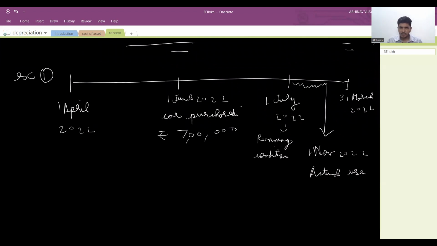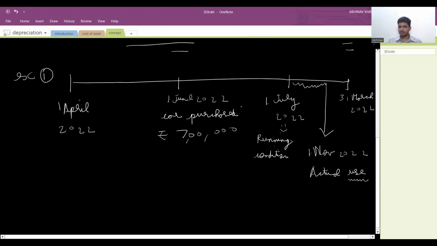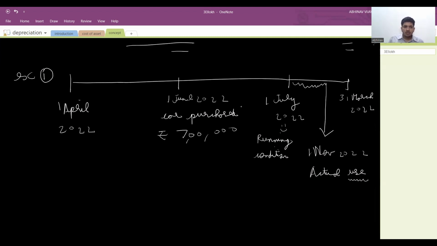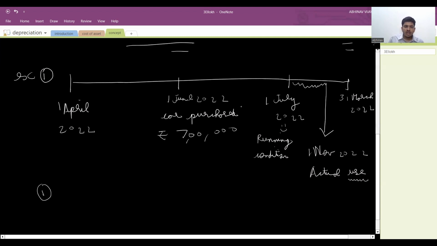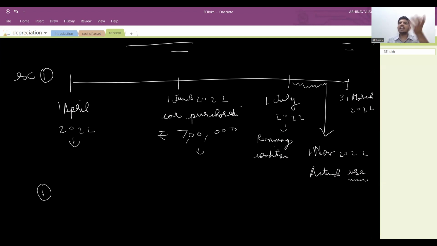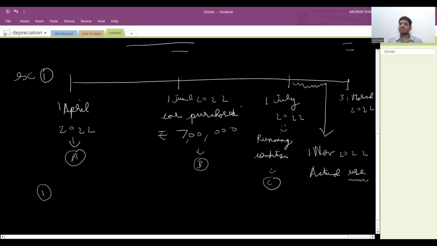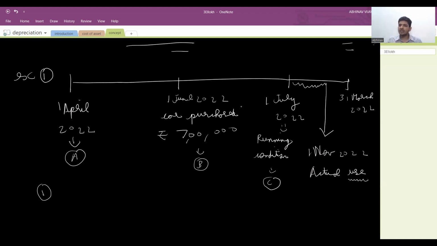Now my question is, from what date will depreciation be charged? That is my question. Will you charge depreciation from 1st April because it's from the year's start? Or a few people say, no, I charge it from the date the car is purchased. So B says I charge from the date the car is purchased. C says no, even though I purchased it, it's not in running condition yet. If it comes to running condition, from then only I can charge depreciation in the books.